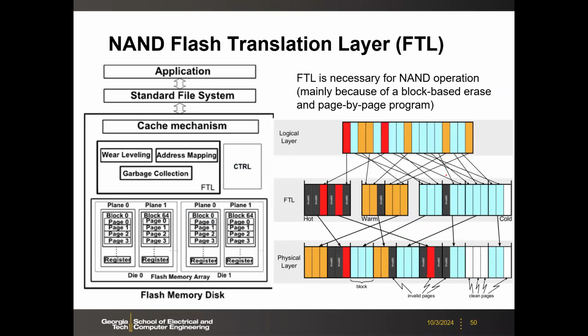For NAND flash, from the system point of view, we have to use this FTL, flash translation layer, to manage the mapping from your logical space to the physical layer. This FTL is some controller integrated on your NAND chip. Actually, maybe on the board. It may be a separate controller on your NAND board.